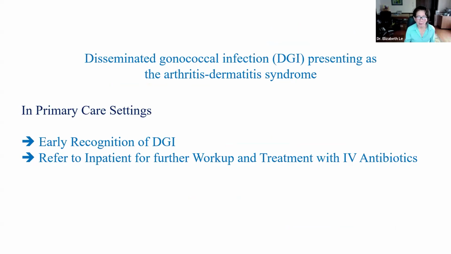DGI presenting as the arthritis-dermatitis syndrome in the primary care setting: if you see patients on the front line in the clinic, the key is early recognition of DGI. If you see the rash and the joint pain, and the typical rash with DGI, the patient needs to be referred immediately to inpatient for further workup and treatment with IV antibiotics. Next slide.